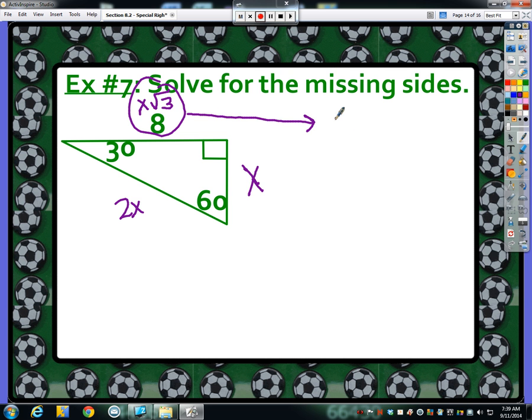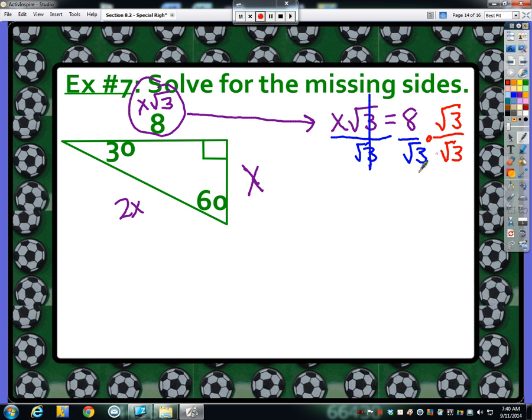So we're going to come over here. The x root 3 side is equal to 8. We need to solve for x, so we need to divide the square root of 3 over. And again, we got a square root in the denominator, which we can't have, so we're going to have to rationalize it. We're going to multiply top and bottom by the square root of 3, and we'll get 8 root 3 on top, and we'll get 3 on bottom.